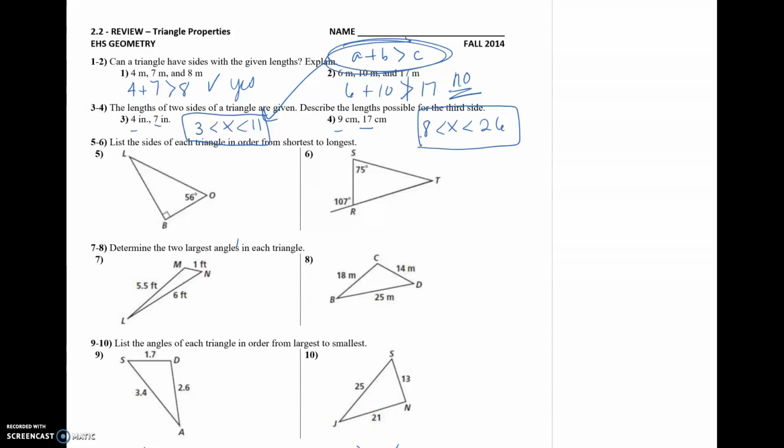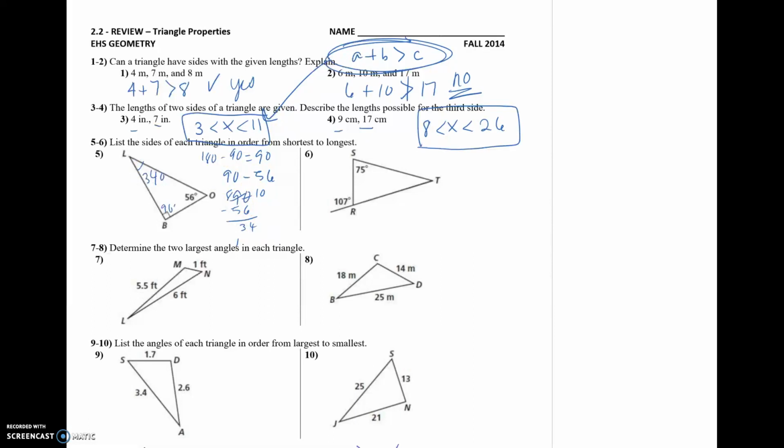All right, numbers 5 and 6, we're listing the triangle's sides in order from shortest to longest, and we might need to solve to find some missing angles here. If I know that this is 90 degrees and that's 56, I could say 180 minus 90 leaves me with 90. So then 90 minus 56 will be angle L. Let's see, 90 minus 56, I can borrow, I don't have a calculator with me, 10 minus 6 is 4, 8 minus 5 is 3. So this is a 34-degree angle.